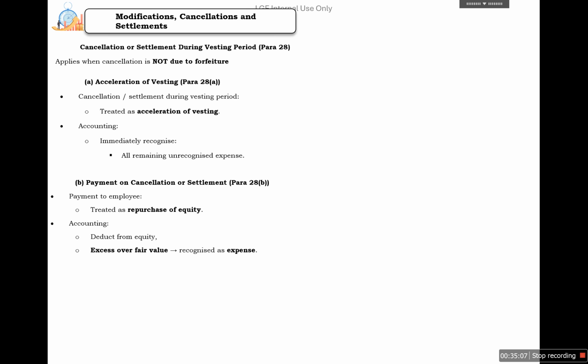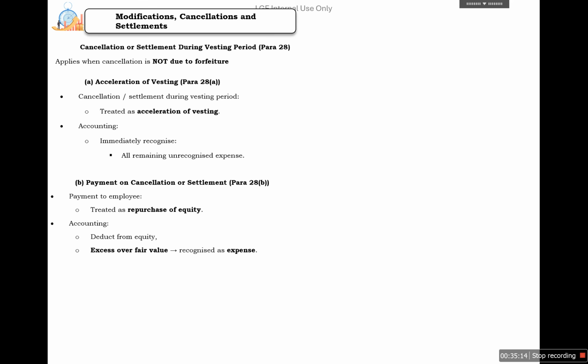In case of cancellation or settlement during the vesting period, this applies when the cancellation is not due to forfeiture but any reason other than forfeiture. First is the acceleration of vesting. In case of cancellation, it is treated as acceleration of vesting and immediately all the expenses related to that scheme are recognized. And if there is a payment on the cancellation to the employees, we need to treat it as a repurchase of the equity.